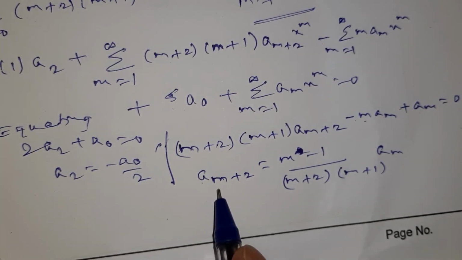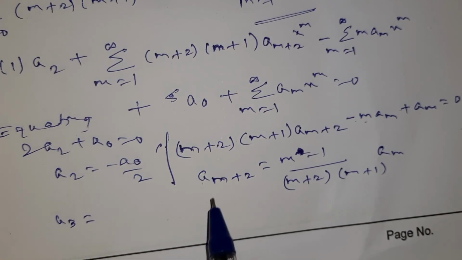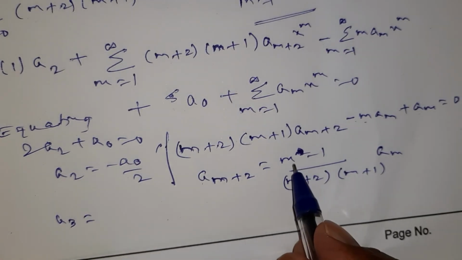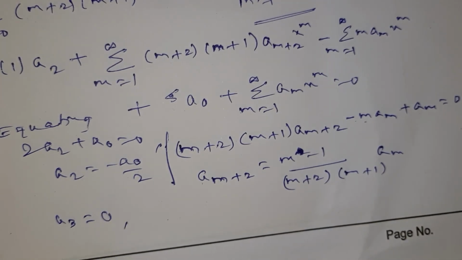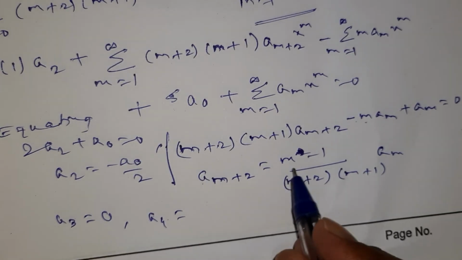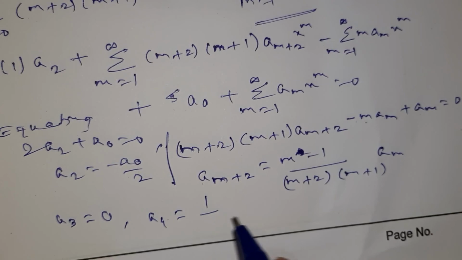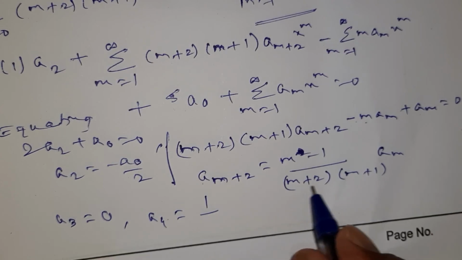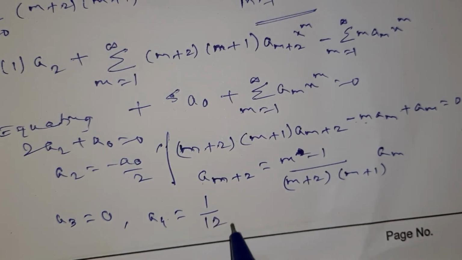Now put m equal to 1. What I get? a3. a3 is equal to, yes, put m equal to 1. If I put m equal to 1, 1 minus 1, it becomes 0. So a3 is 0. Put m equal to 2, I get a4. a4 is equal to, yes, m equal to 2. 2 minus 1, it is 1 upon, yes, 2 plus 2, 4, and 2 plus 1, 3, that is 12.